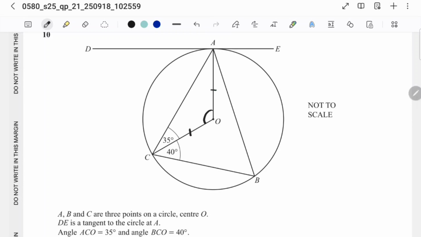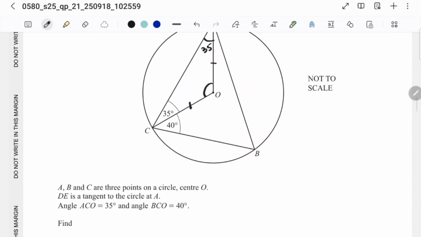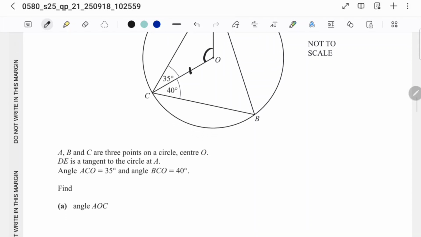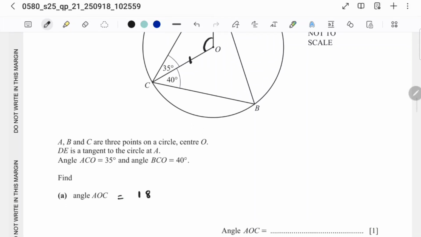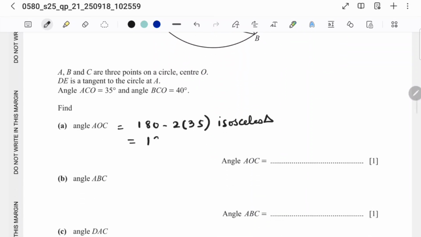You know that this is an isosceles triangle, and this will also be equal to 35. So this is a 1 mark question, and we can find it by 180 minus 2 times 35, because it's an isosceles triangle. These two are the base angles, in the triangle we have considered. Why are these two lines equal? Because they both are the radius. So this is 180 minus 70, and it's easy, 110 degrees. 110 degrees is the answer.